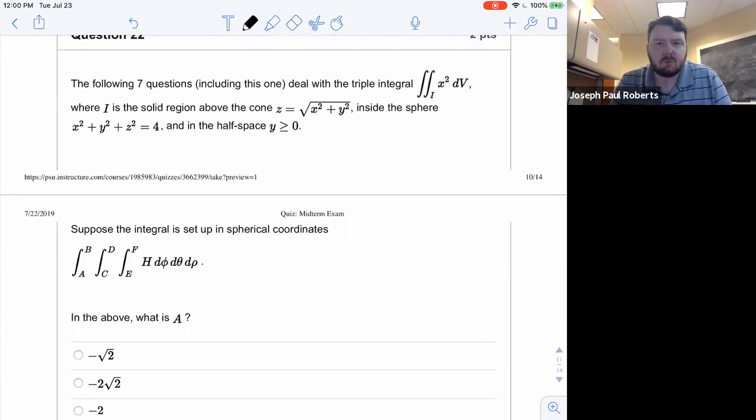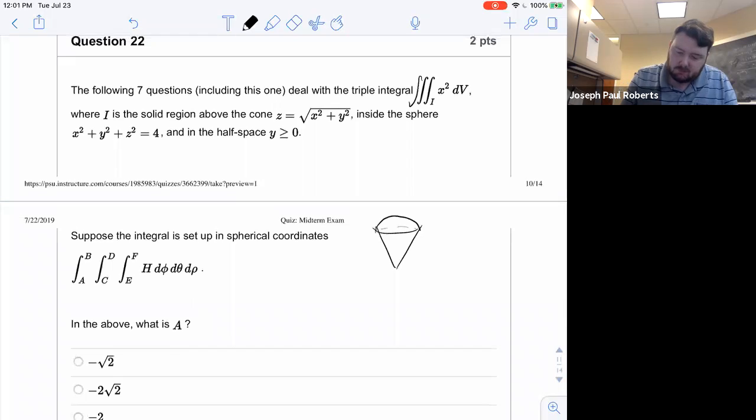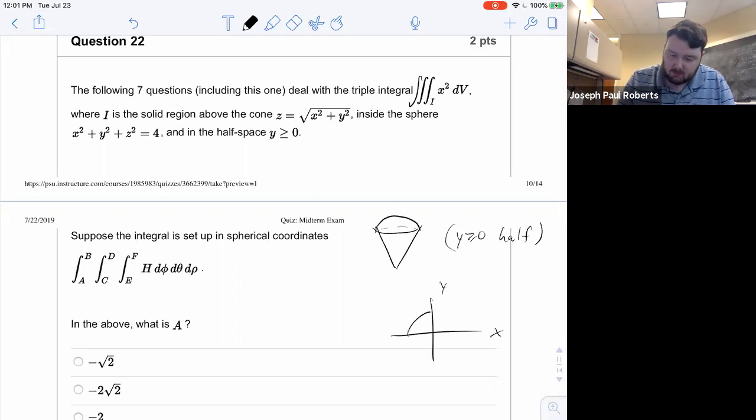All right, next one, triple integral of x squared. Sorry about that. Looks like this should have been a triple integral right there. So above a cone, inside a sphere, and in a half space. This is sort of half of our ice cream cone shape that we've talked about. And we're talking about the y greater than or equal to 0 half of this. So cut it straight down vertically like that, so that if you were to look down in the xy plane, you would just see that shadow.